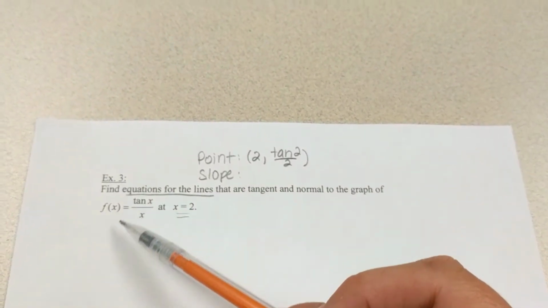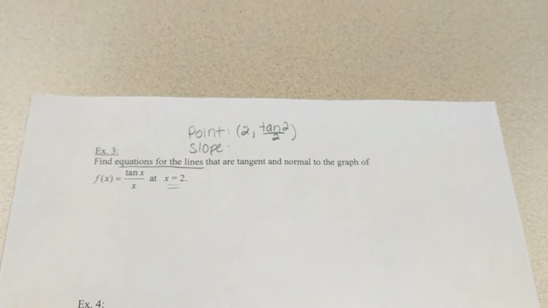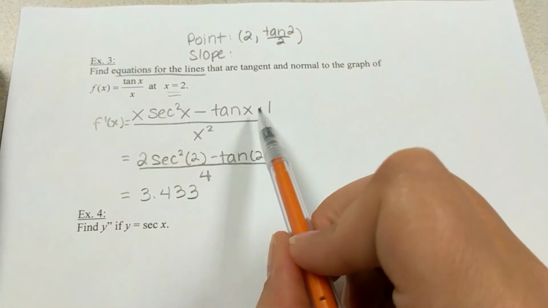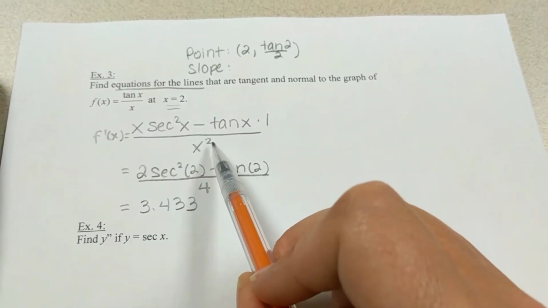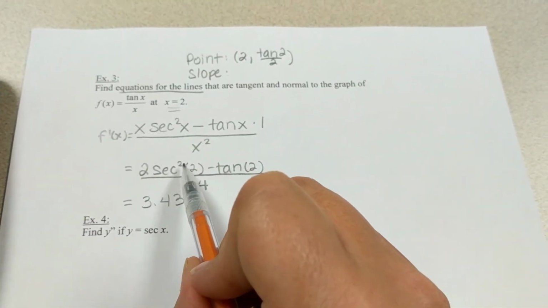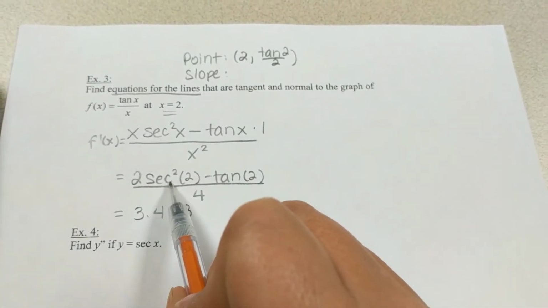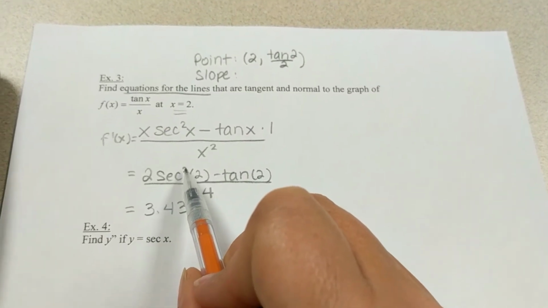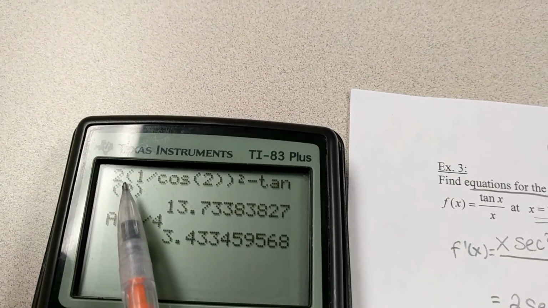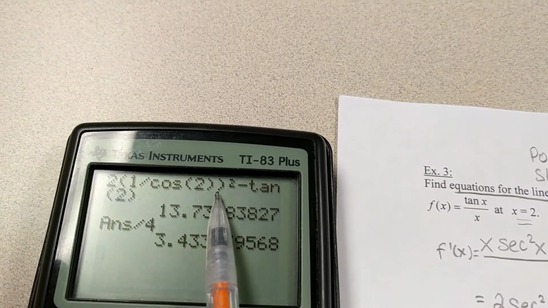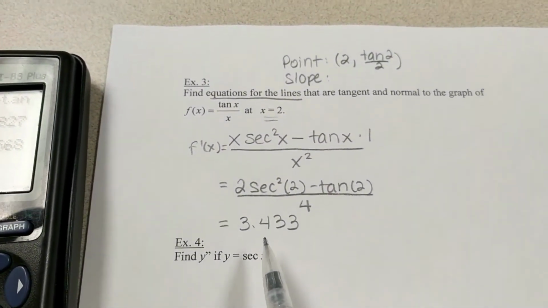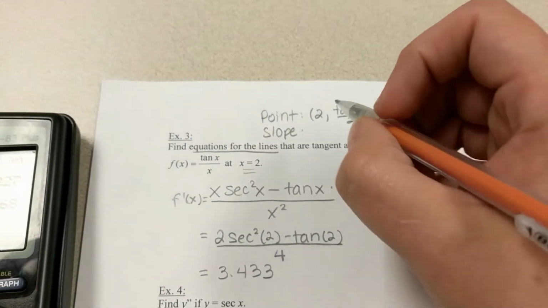You need to use the quotient rule to find the slope. So again, I did low d high less high d low over the denominator squared, and then I plugged in 2. Just as a note, secant squared is the same thing as 1 over cosine of 2 squared, so that's how I entered that into my calculator. In fact, you can kind of see it here. I did 2 times 1 over cosine of 2 squared minus tangent of 2, and then divided by 4. So my slope is 3.433.